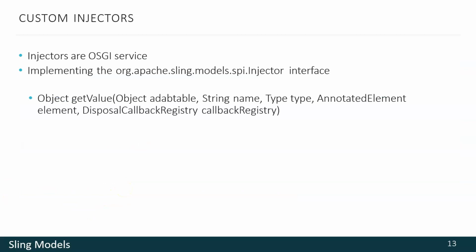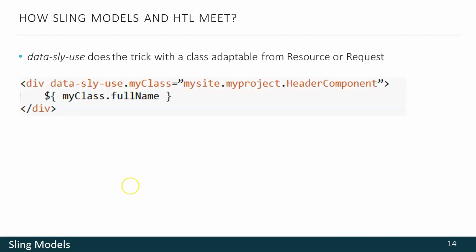In case the out-of-the-box injectors don't cover your requirements, you can create custom injectors. For this, you must implement the Injector interface and override the getValue method. Here is an example of using a Sling model in an HTML template with the data-sly-use statement.